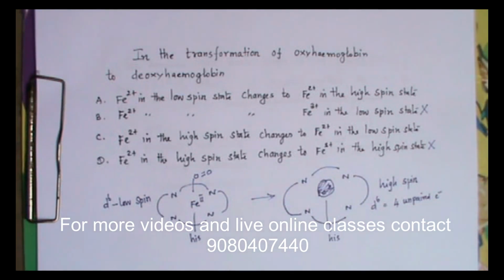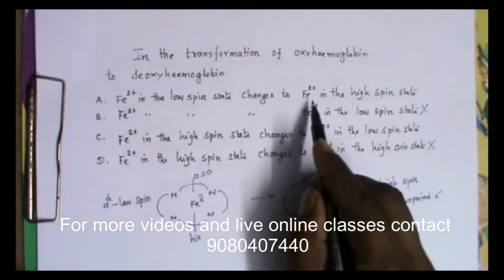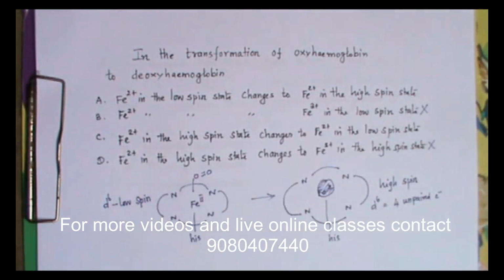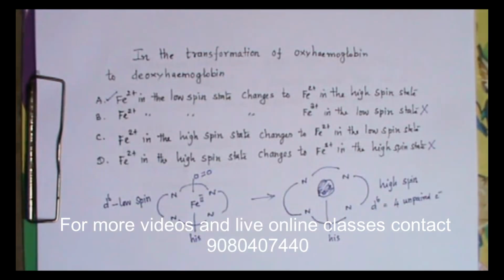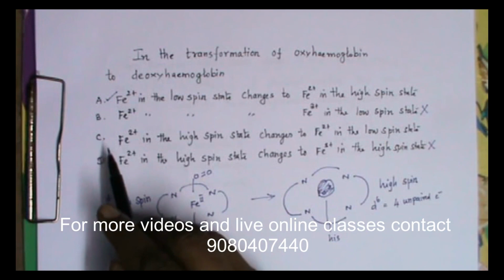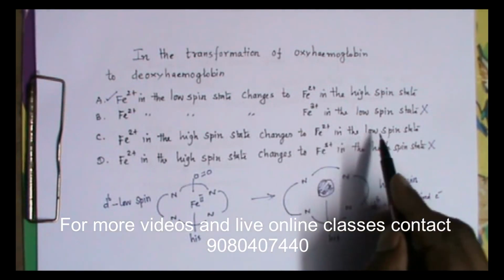Now let's go to the options. Fe2+ in the low spin state changes to Fe2+ in the high spin state. Low spin to high spin. This is the correct one. What about the third option? Fe2+ in the high spin state changes to Fe2+ in the low spin state.